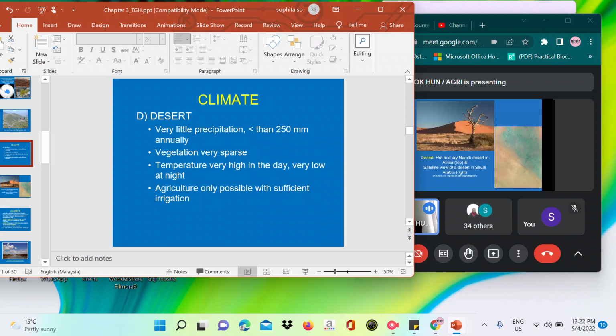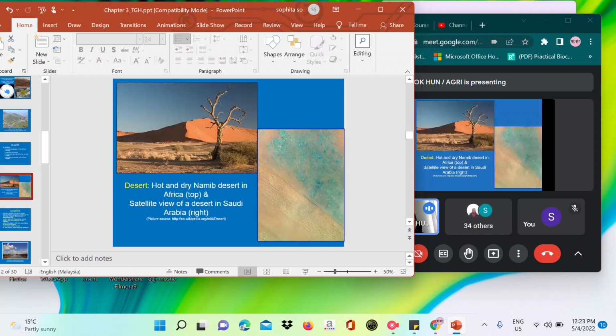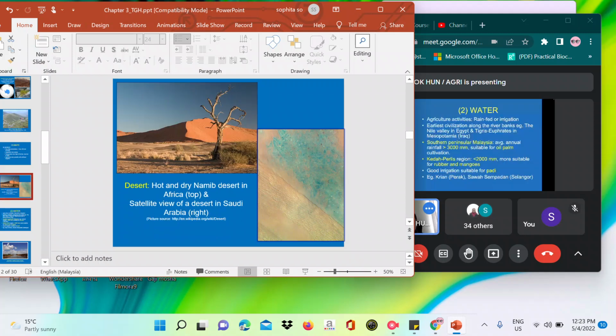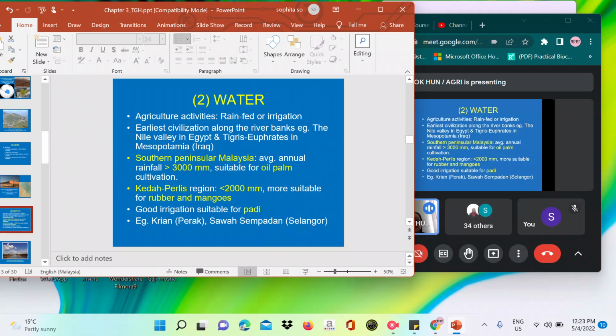All right, the second factor is water. As we know, water plays a very important role in all living things. In our cells, we need water to survive, same as all the plants, animals, humans and so on. So agriculture activity depends on rainfall, rain-fed or irrigation systems. If you notice the civilizations of humans, tamadun, they depend on the river. That means they will stay along the river bank in order to survive.